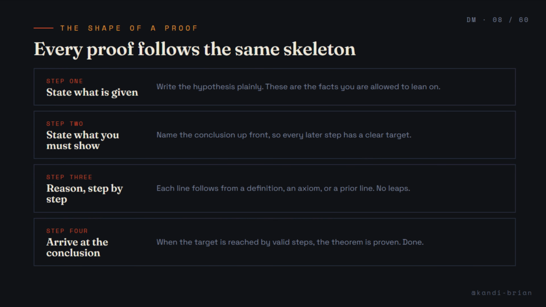So here's that shape, that structure laid out. Every proof, no matter the technique, follows the same skeleton. Step 1, state what's given. Write the hypotheses plainly, because those are the facts you are allowed to lean on. Step 2, state what you must show. Name the conclusion up front so every later step has a clear target to aim at. Step 3, reason step by step, where each line follows from a definition, an axiom, or a previous line, with no leaps. Step 4, arrive at the conclusion. Once you reach the target using only valid steps, the theorem is proven, and you're done. When we start writing real proofs in the next video, watch for this skeleton underneath every one.